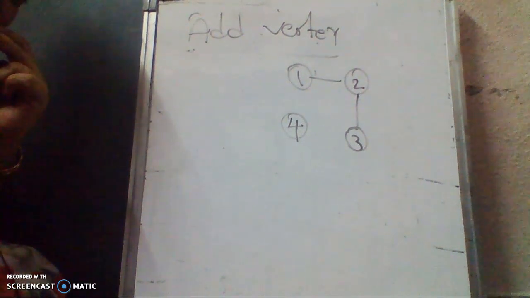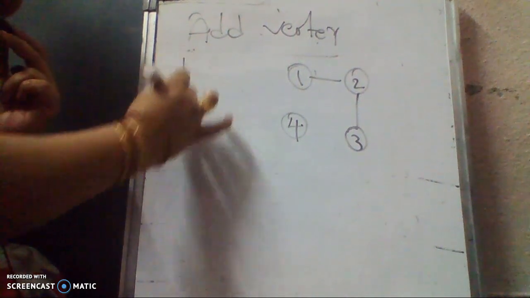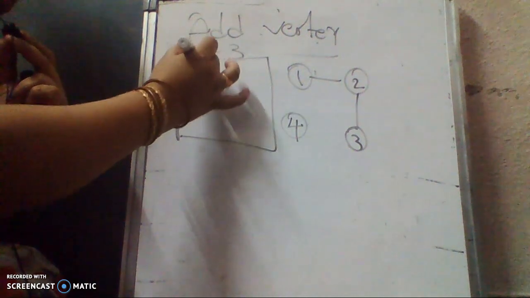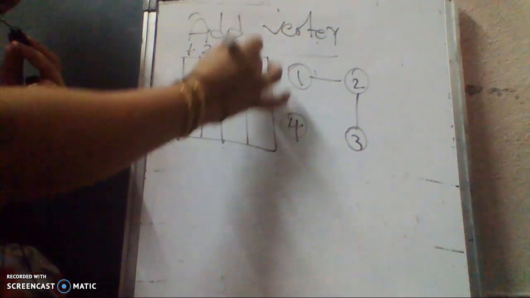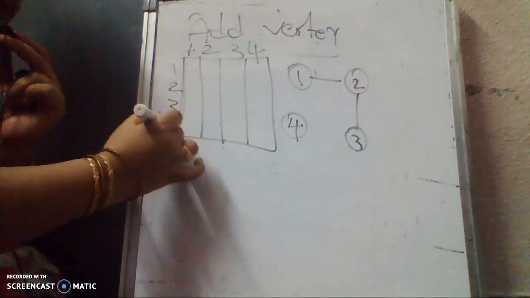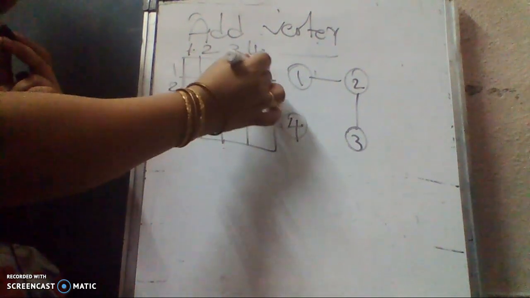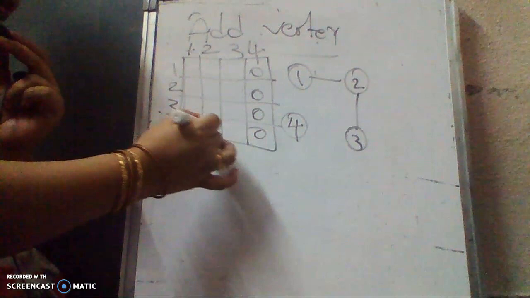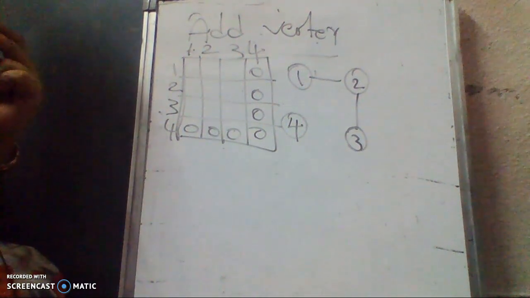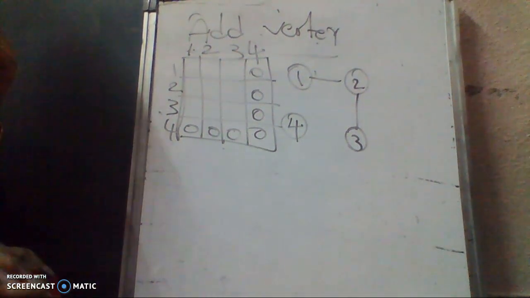Whenever you add a vertex in the graph, within the adjacency matrix we will create a new row. Already we have 3 rows and 3 columns. In the same matrix, we'll create one more row and column, so that we can call this an added new vertex. In this fourth column and fourth row, we will initially add all zeros, because initially it is not connected. This is the adding of a vertex.